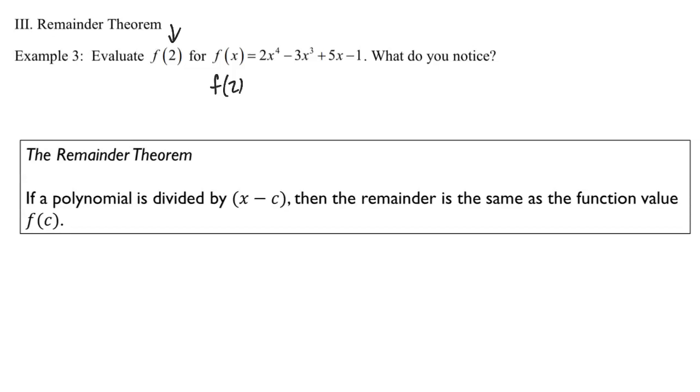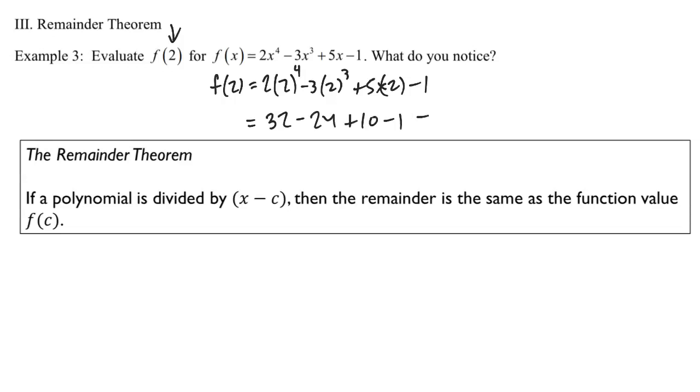So f of 2 is going to equal 2 times 2 to the 4th minus 3 times 2 cubed, just plugging in 2 for x. Instead of x, I'm going to put a 2, minus 1. Now, if you have a calculator, you could just type this straight in. I don't have a calculator, so I'm going to have to do this by hand. And so this is going to be 32 minus 24 is 8, plus 10 is 18, minus 1 is 17.